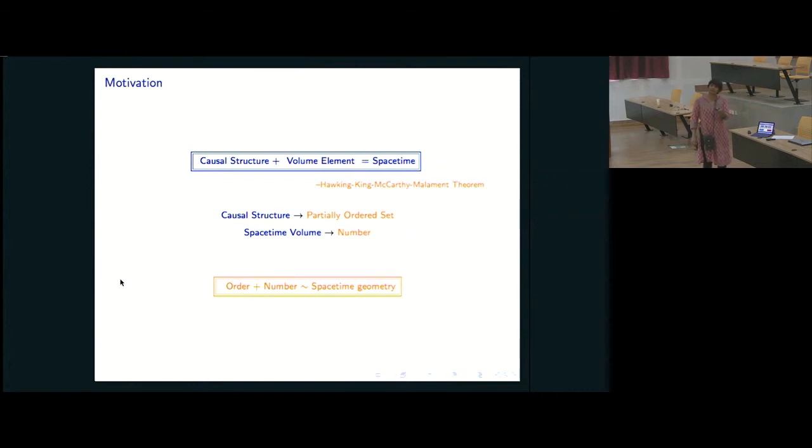And in fact, you can show, and we've shown with a student, that the causal structure can also determine the space-time topology, the whole manifold structure, with very weak causality conditions, including dimensions. So the idea is to take the causal structure and replace it by just a partially ordered set. You take this volume element and replace it by a number, by which I mean a finite discrete cardinality. Okay? So a finite set of points. And the hypothesis is that this order and number together give you, in an appropriate, approximate sense, space-time geometry.